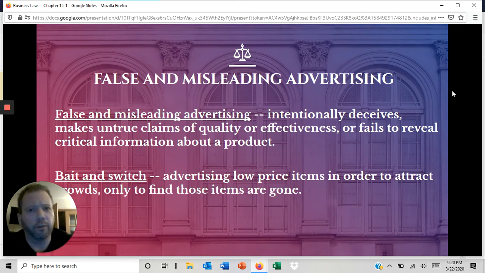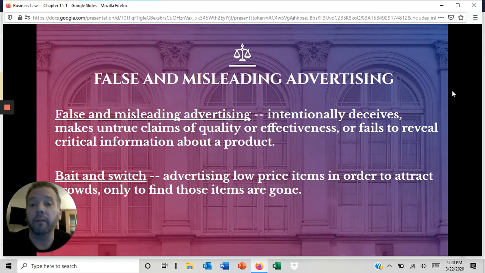False advertising, or misleading advertising. We've all seen that, right? They make untrue claims: this is the best product in the world, or all the models use it, or all the athletes think it's the greatest thing. Well, a little false advertising there.